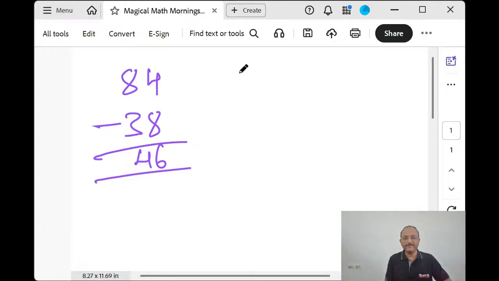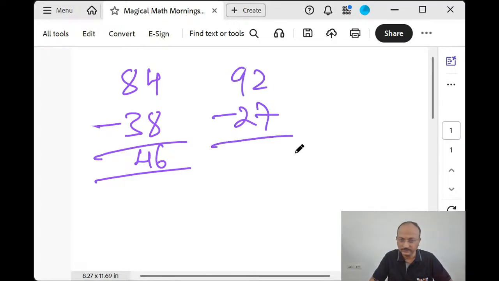Okay. Let's take 92 minus 27. Do it quickly. Yes. Very simple. 27, 60 means 87 and 5. Correct? So 5. 65 will be. This is simple. Let's try for a 3-digit number.